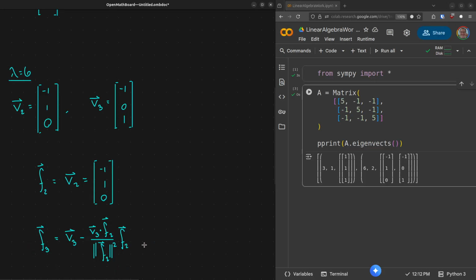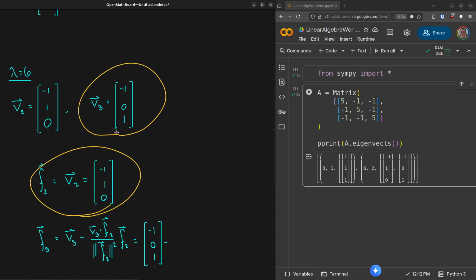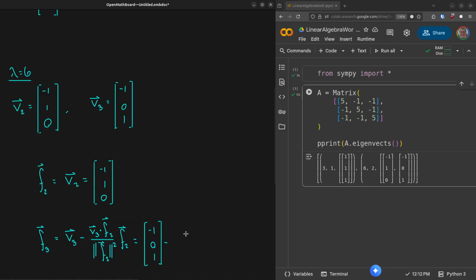All right, so this one will require a little bit of calculation. Vector v3 is negative 1, 0, 1. For v3 dot f2, f2 is the same as v2, so I just need the dot product of this vector and this vector. If I multiply corresponding components, I'll get 1 plus 0 plus 0. So the dot product is equal to 1.